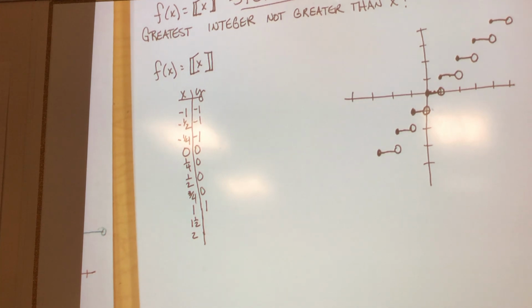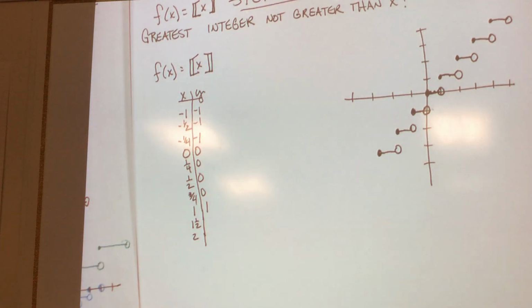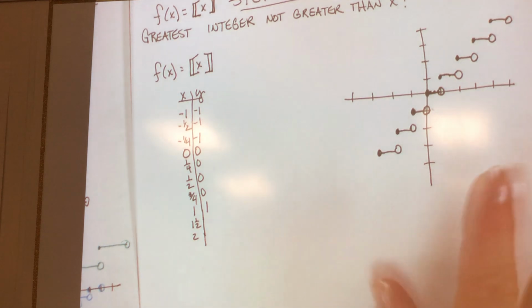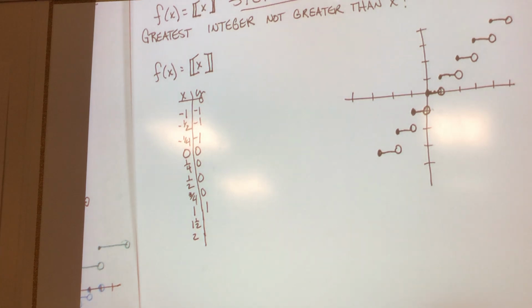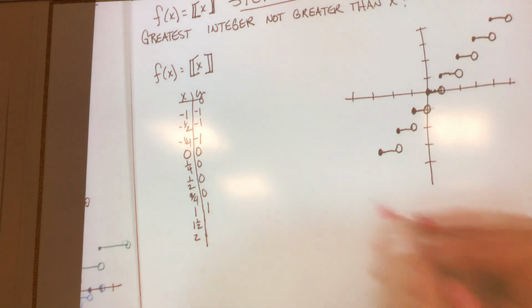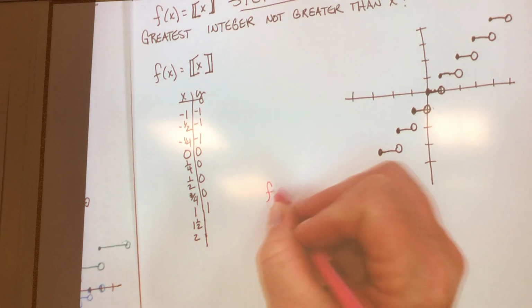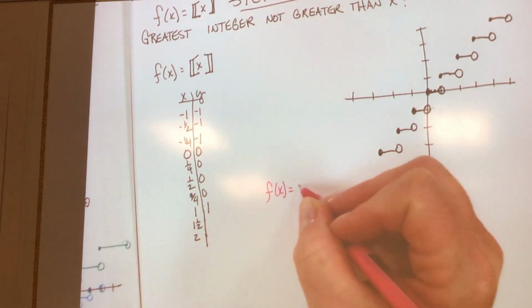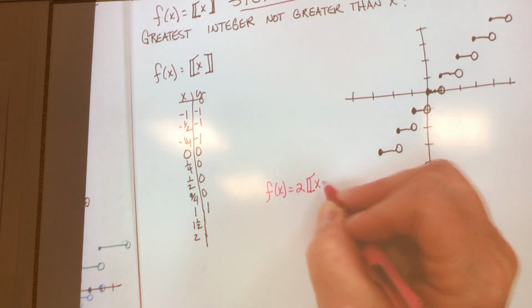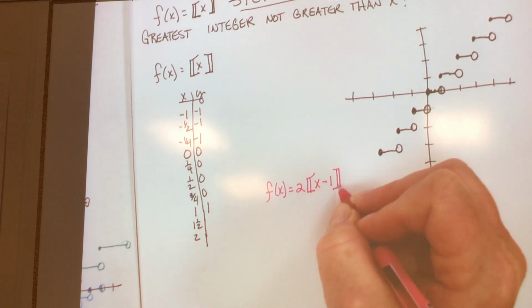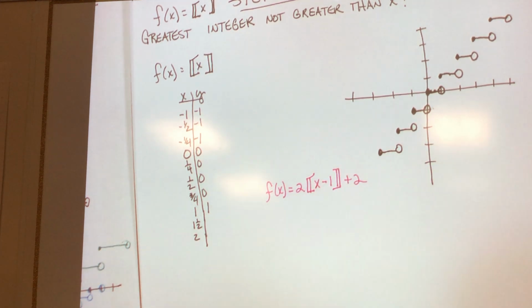I think I'm going to do this a little differently than I did this morning. I'm going to do the first one that we did on this graph, but I'm going to use a pink pen so that you'll understand what happens. This is the one I did first: f(x) equals 2 times the greatest integer not greater than x minus 1, and then plus 2.